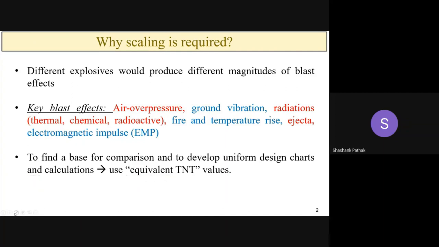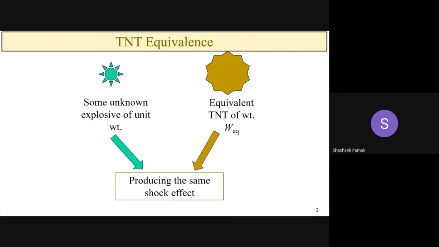So here you see equivalent TNT. TNT is considered as a standard explosive, and with that standard explosive we convert all the different explosives to the equivalent TNT. Now what is the meaning of equivalent TNT? Suppose there is some unknown explosive of unit weight, for example ANFO. We are taking unit weight of this, say 1 kg.